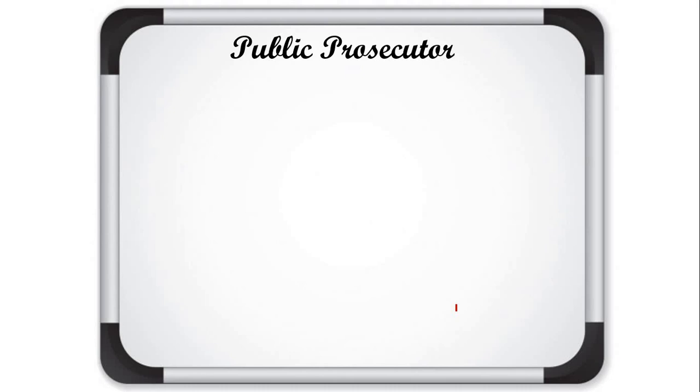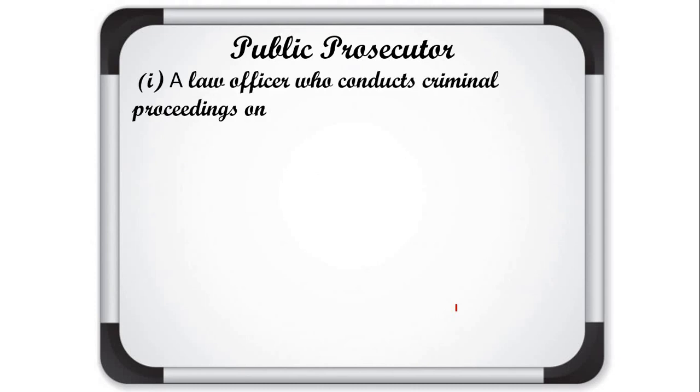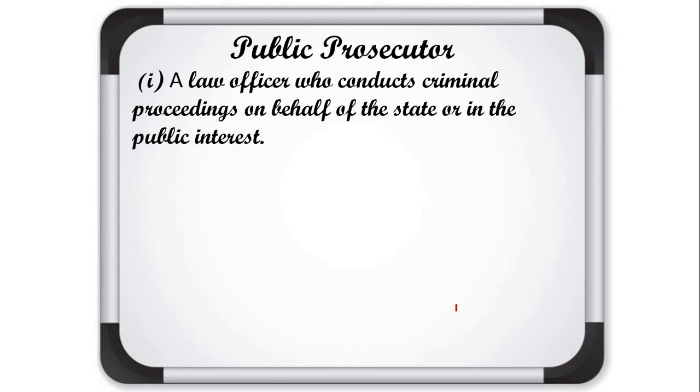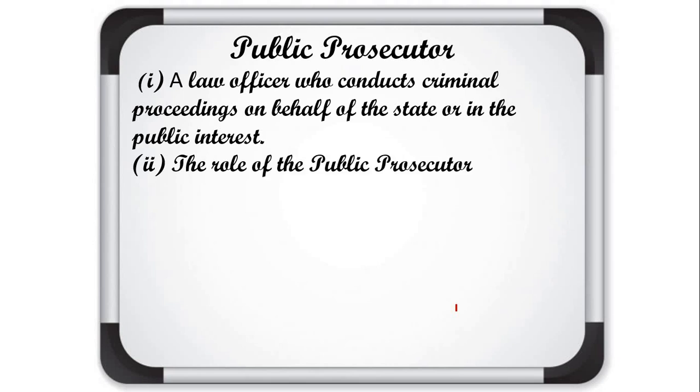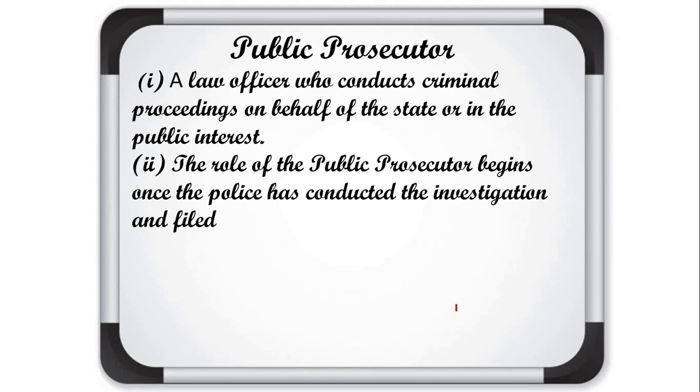The interests of the state are represented by a public prosecutor in a case. Once the police team has conducted its investigation and filed the charge sheet in court, the role of the public prosecutor begins. Understood? The prosecutor doesn't play any role in the investigation. His or her job is to conduct the prosecution on the state's behalf.